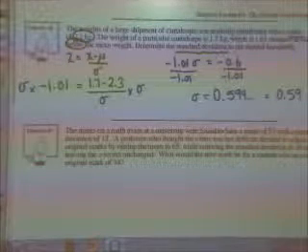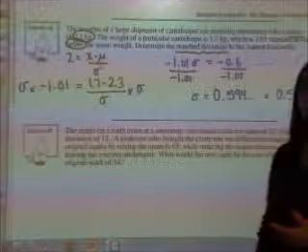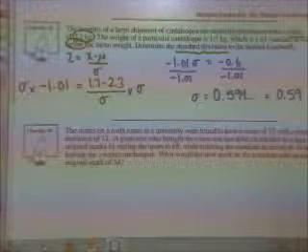Now, your standard deviation is always going to be a positive value. Standard deviation talks about the dispersion of the data around the mean, and it does not look at it as being a positive or a negative value.